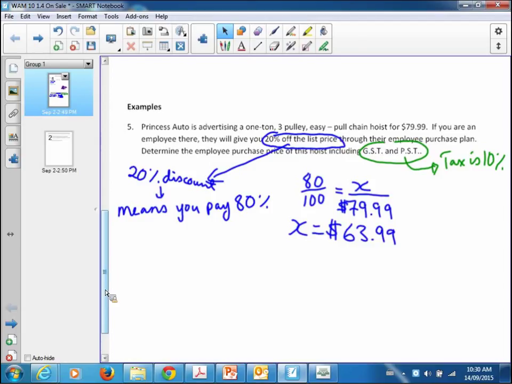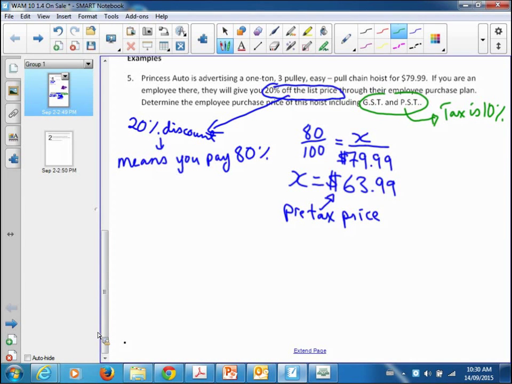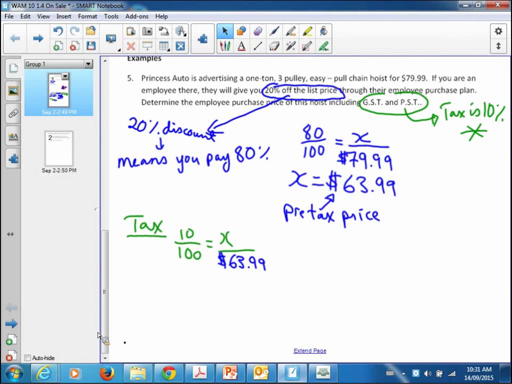Now, you've got to figure out what the tax is on that. But first of all, this is the pre-tax price. Now, what's the tax here? Well, the tax we wrote up here is 10% of whatever the pre-tax price is. So 10 out of 100 equals X out of, we'll use our pre-tax price from before, 63.99. That's a cross multiply, divide by the lonely one as well. We try to use that as much as possible so it always looks familiar.